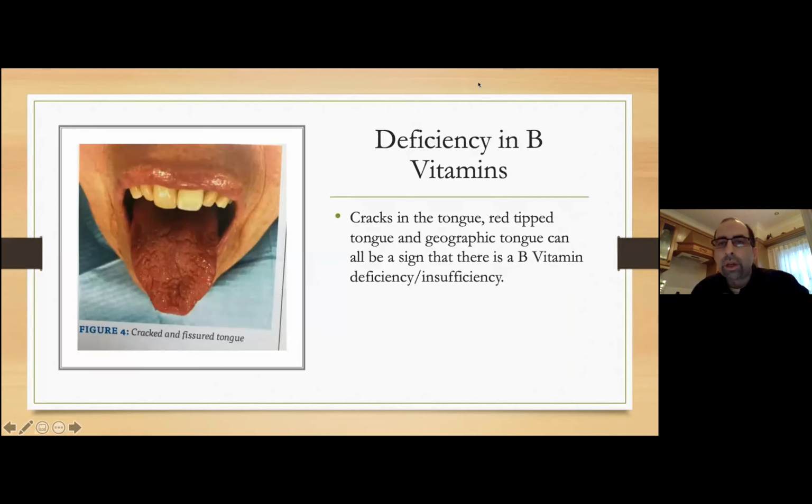And here's a picture of a tongue of a person with deficiency in B vitamins. There are cracks in the tongue, and as you can see, it doesn't look normal. It's not a healthy tongue, and it's red at the tip. We describe this tongue as a geographic tongue, because you can see pictures of lines and creases. And this can be a sign of vitamin D deficiency. So if we notice this, we need to inform our patient.